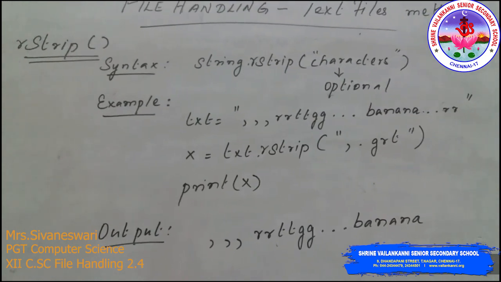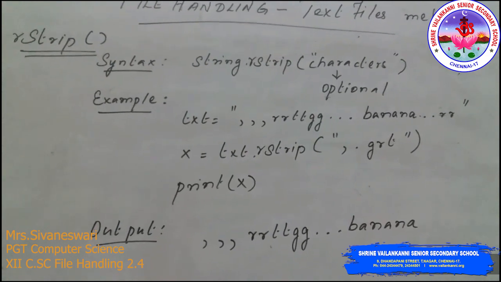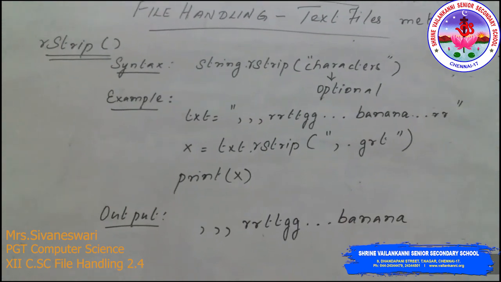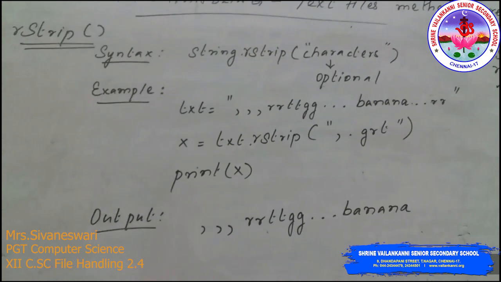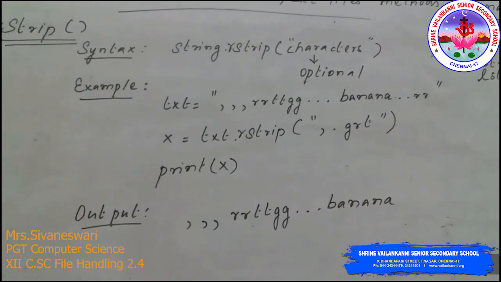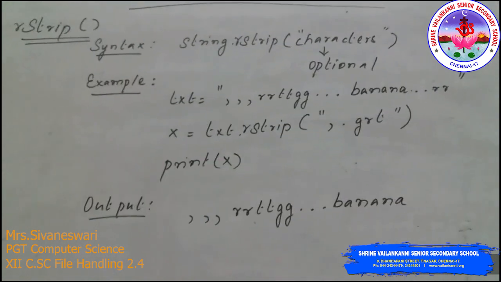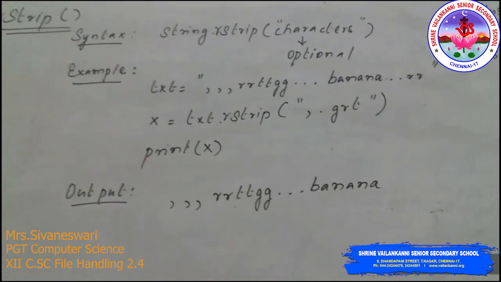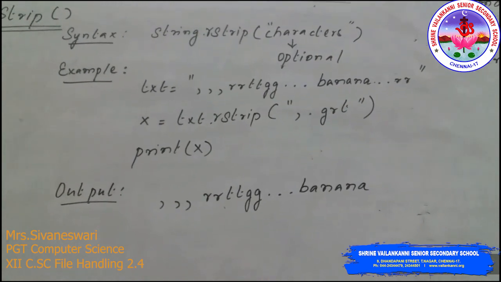rstrip. The syntax for rstrip is string.rstrip(characters). Characters is as usual optional. All three methods, strip, rstrip and lstrip, have similar functionality; only the side differs, and the arguments are optional. Example: txt, we have the same input which we used in the previous strip function. x = txt.rstrip(',.GRT'), we are specifying comma, dot, G, R, T to be removed from the right side of the string.